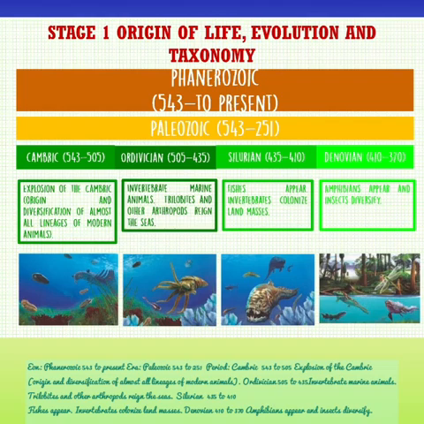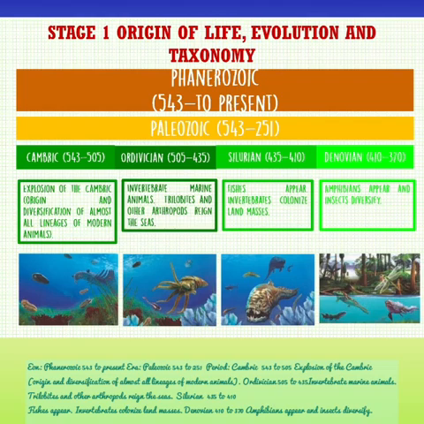Era Paleozoic, 543 to 251. Period Cambrian, 543 to 505. Explosion of the Cambrian: origin and diversification of almost every lineage of modern animals. Ordovician, 505 to 435. Invertebrate marine animals, trilobites, and other arthropods originate in the seas. Silurian, 435 to 410. Fishes appear. Invertebrates colonize land masses.